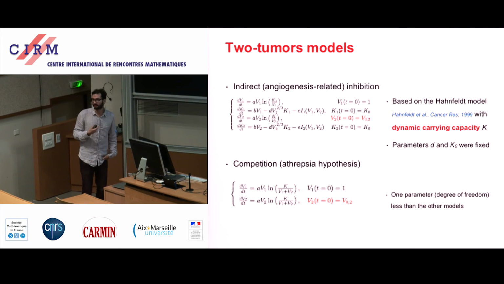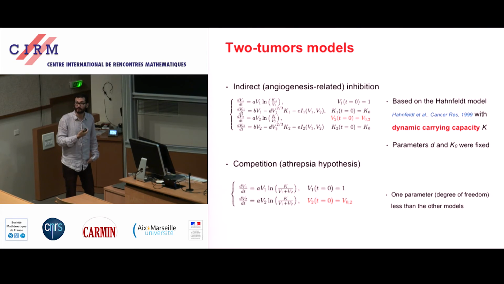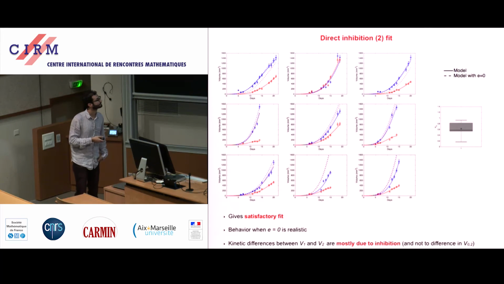So again, an important thing in all these models is that we don't let the parameters be different for tumor 1 and tumor 2. We always have the same parameters for tumor 1 and tumor 2. So same A here, same A and B and D here, and so on.